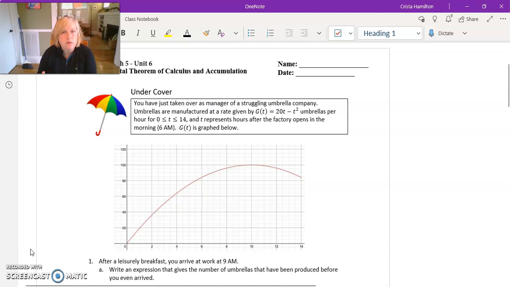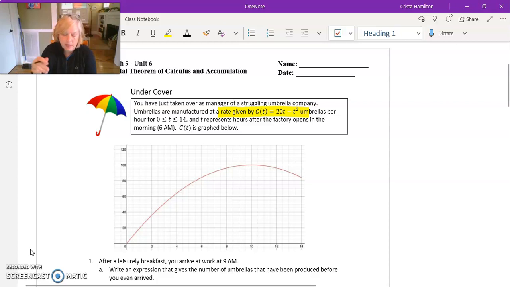All right, so we've just taken over as the manager of a struggling umbrella company. We have a rate function that we're working with, and our rate is going to be given by this function g of t. We're only looking at t between 0 and 14, and our factory only opens at 6 a.m. So it gives us our g of t below. t equal to 0 would be 6 a.m., and t equal to 10 would be 4 p.m., and so on. So this is the idea of adding up what our time is as we take a look at it.